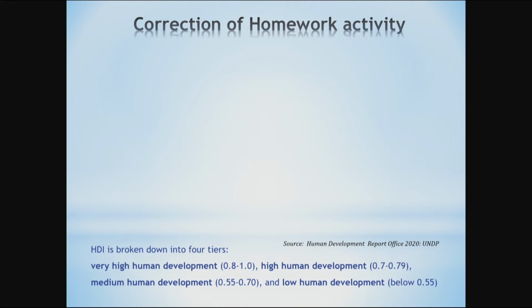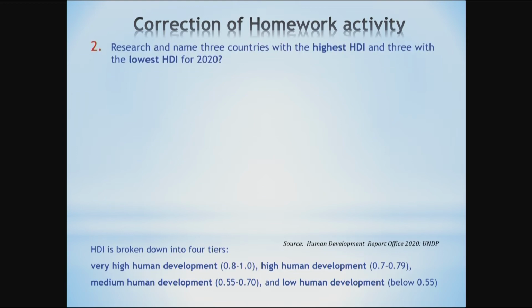Okay, so we continue with our homework activity. Now we move on to question 2, where you have to research and name 3 countries with the highest HDI and 3 with the lowest HDI for 2020. And remember that we discussed last lesson that HDI is broken down into 4 tiers: the very high human development, the high human development, the medium human development, and the low human development. So here we are looking at the highest, the very high human, 0.8 to 1.0, and the lowest, which is the low human development, below 0.55.